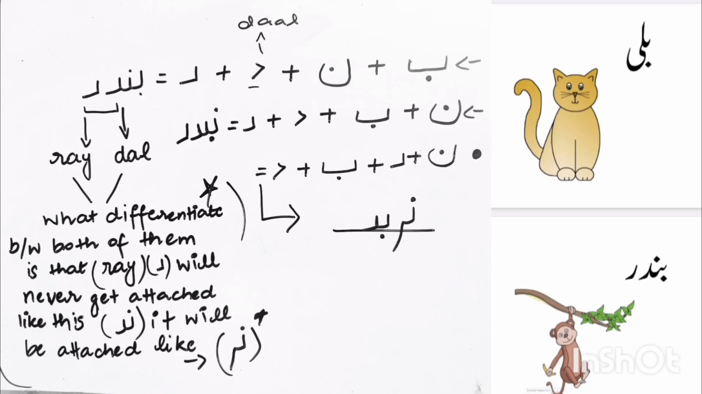Noon will be connected with re like this; you can see at the bottom how it will be attached. So it's noon re. You can see the next example, which I have shown completely. Now the re is coming in between: noon plus re plus bay plus dal. Noon is connected like this, and the re goes completely out of the line: noon re nar, bay dal bat, narbat. And narbat is not a word, okay? It's just for your understanding.